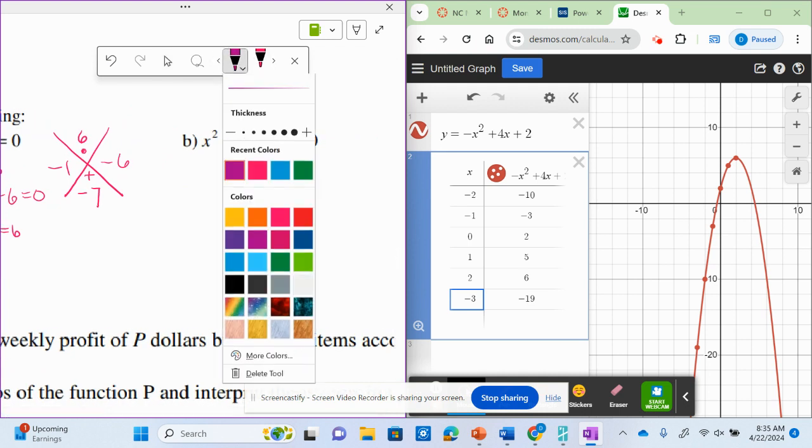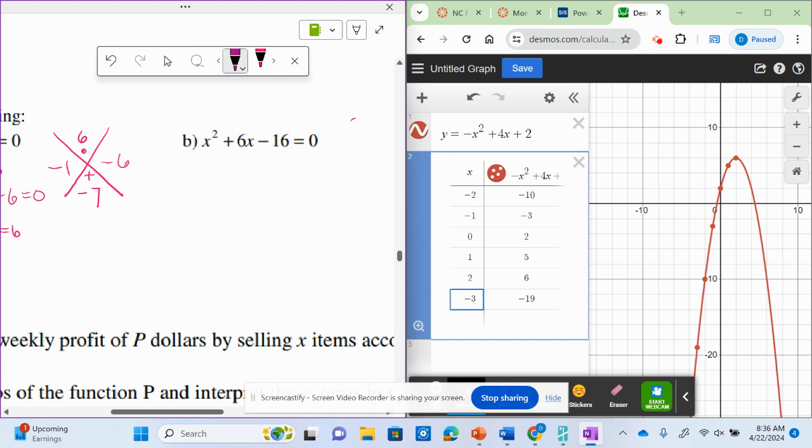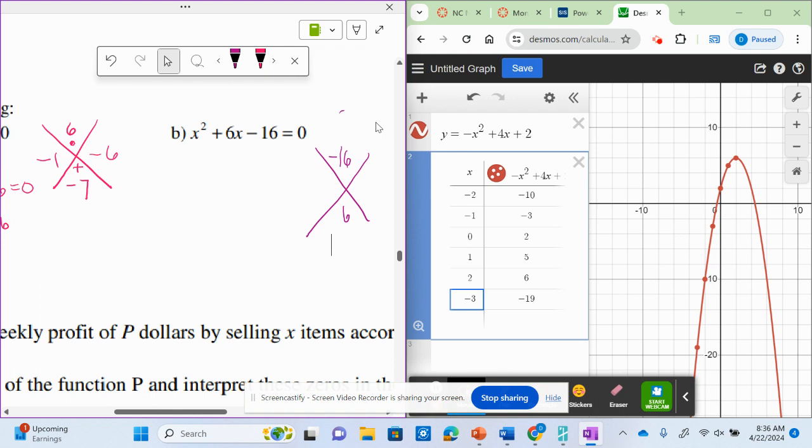What about this one? Let's solve this one by factoring. Well, A is 1, so this is already set up for us. So I'm looking for 2 numbers that multiply to give me -16, that when I add them, I get 6. What are 2 numbers that multiply together to give me -16, that when I add them, I get 6? -2 and +8. That means x minus 2 equals 0 and x plus 8 equals 0.